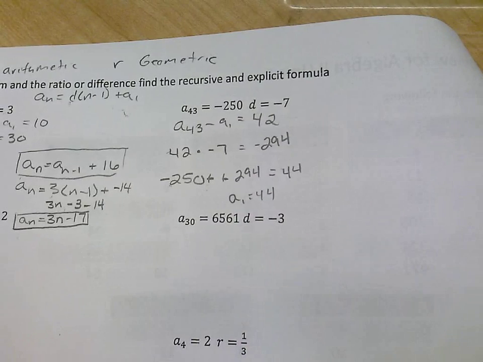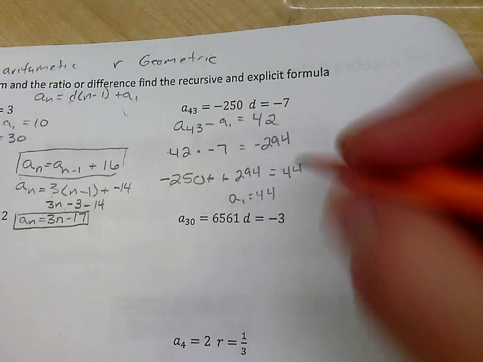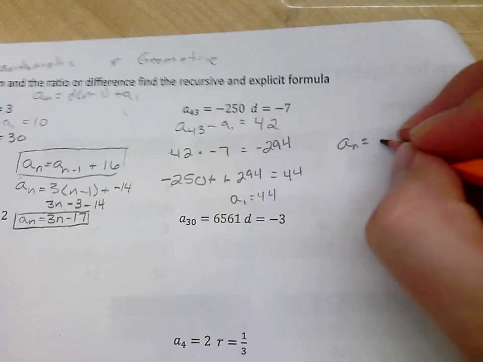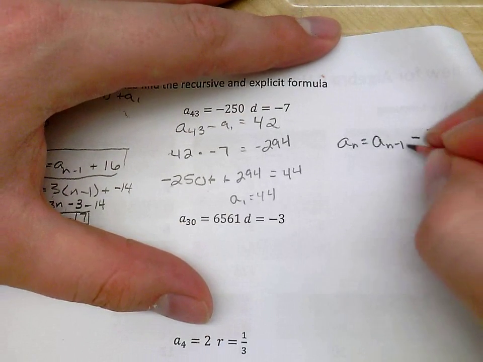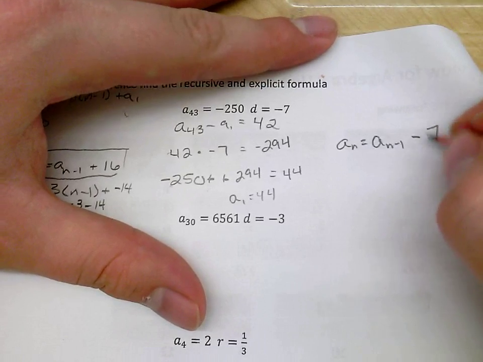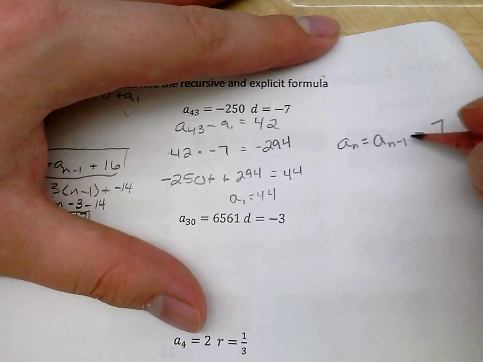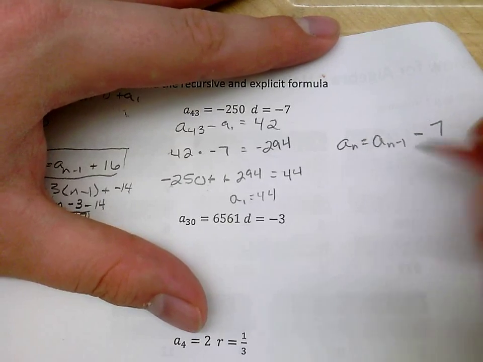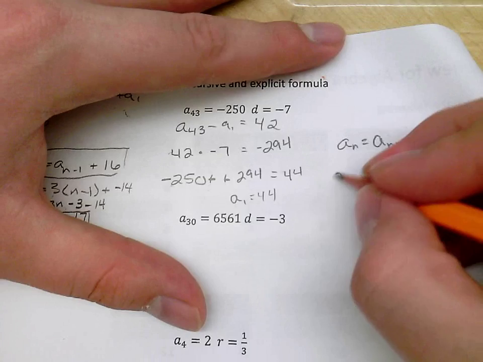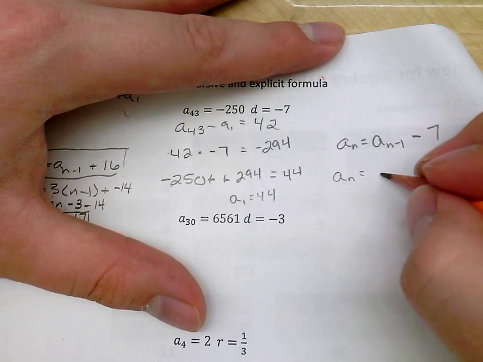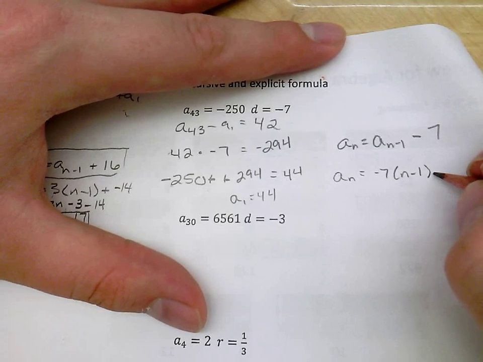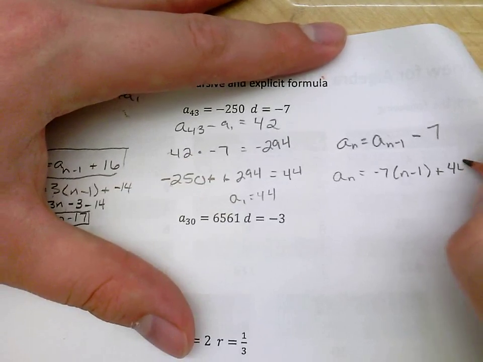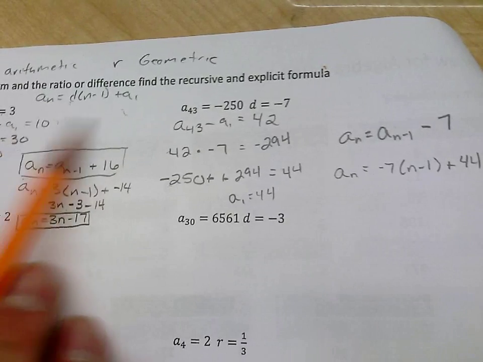Now that I got my a1, I can find my recursive and my explicit. My recursive is An equals An minus 1 minus 7. Technically it's plus minus 7, but I'm just going to shortcut it since plus minus 7 means the same as just minus 7. And then the explicit formula, remember, is An equals the d being negative 7, times n minus 1, that does not change, plus 44. So remember, this is the formula we're using right here.